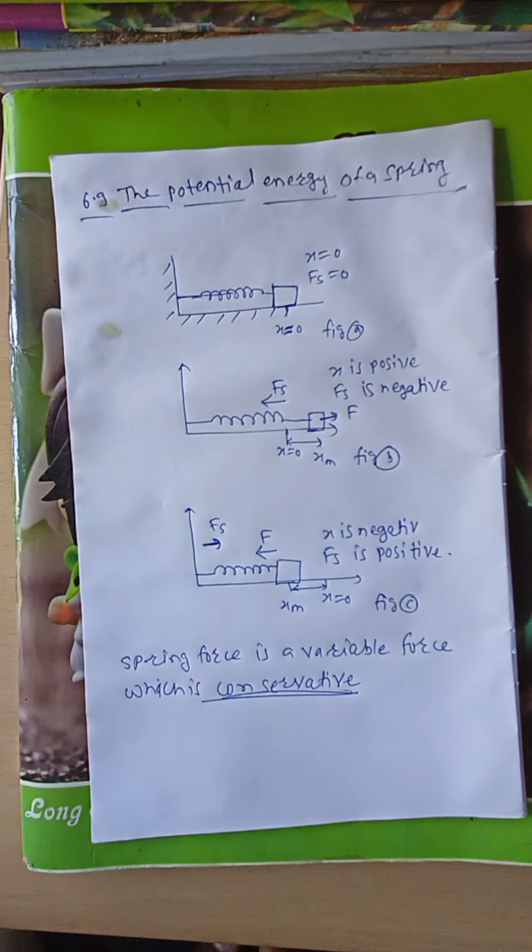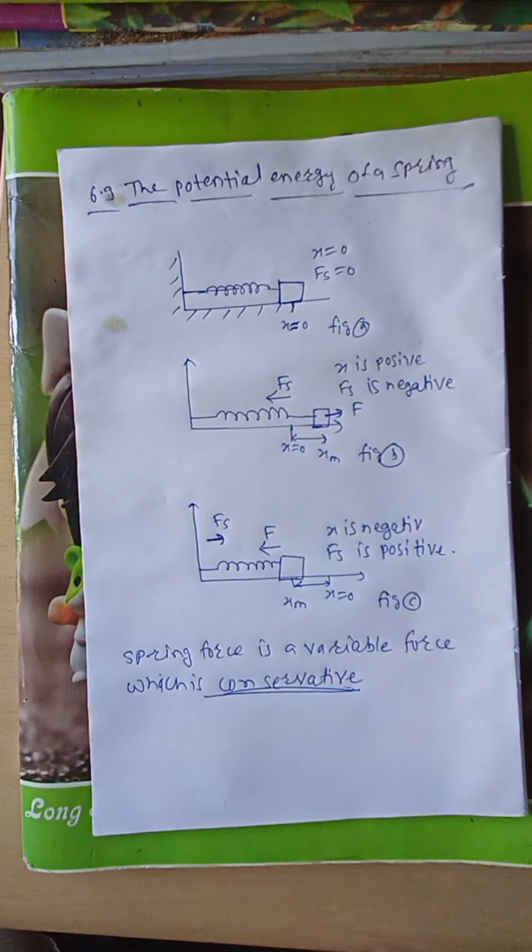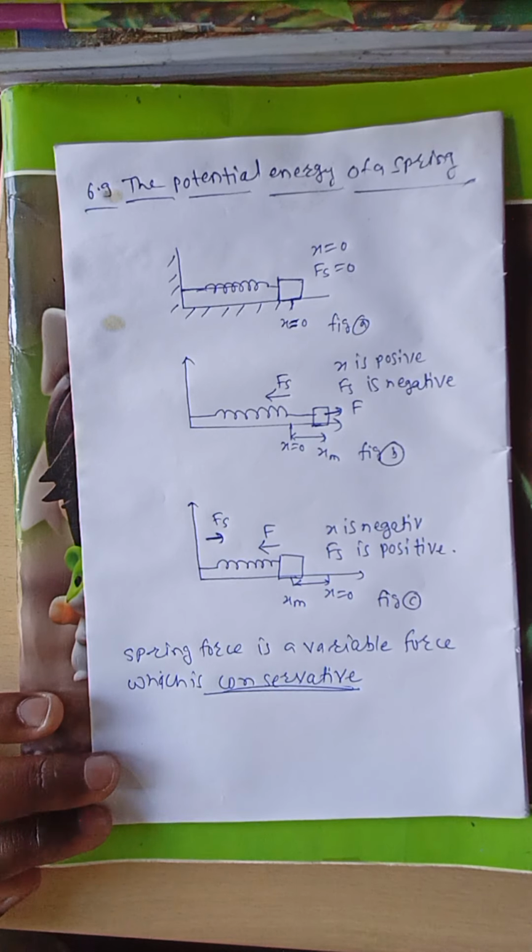We have to see. If a force is conservative, we require three points. The force depends upon position. If that force is a variable force, there will be three points: the force depends upon position, and the work done by that force depends upon the end points, and the work done on a closed path, or a cyclic path, is 0. Only then can we say that the force is a conservative force.